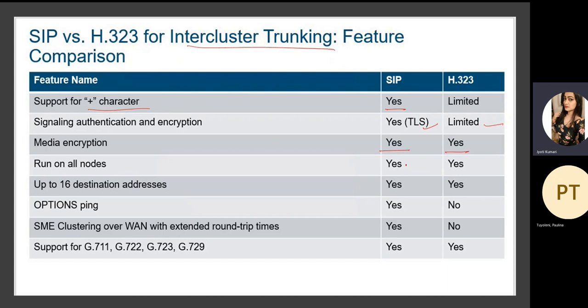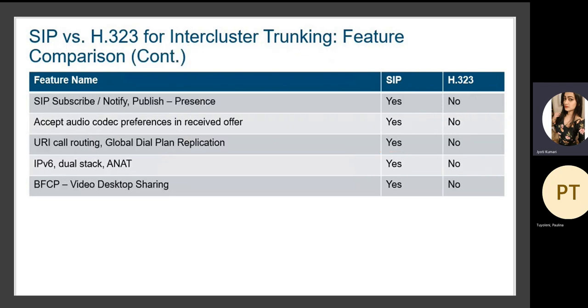It runs on all nodes, both. Up to 16 destination addresses are supported for both SIP and H323. Options ping is supported in SIP but not H323. SME clustering over WAN with extended round trip times is supported in SIP but not H323. Support for codecs like G711, G722, G723, G729 is there for both.